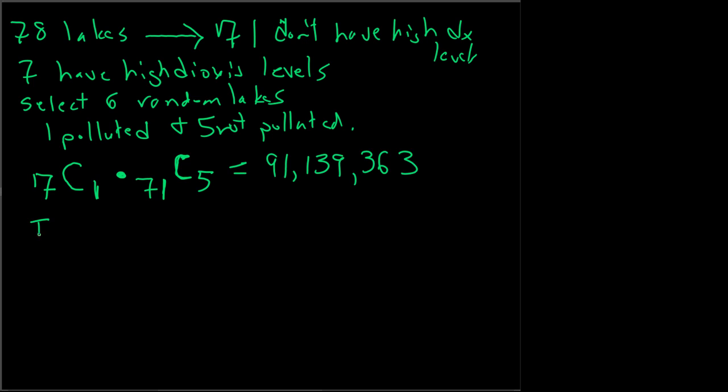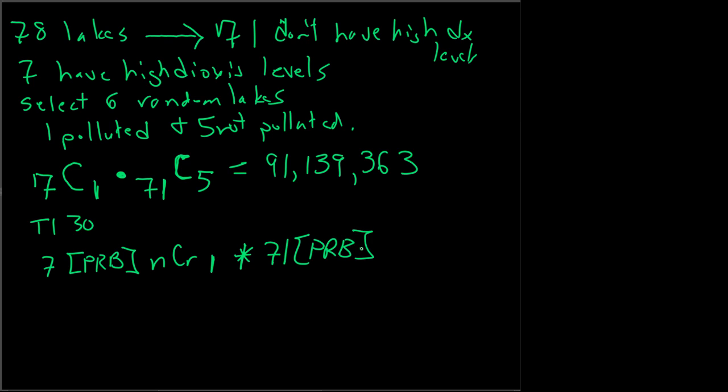And remember, on the TI-30s, you would type 7, hit your probability key, arrow over to nCr, type 1, type your multiplication key, type 71, your probability key, arrow over to nCr, and type 5. And then when you hit enter or equal, it spits out the answer.